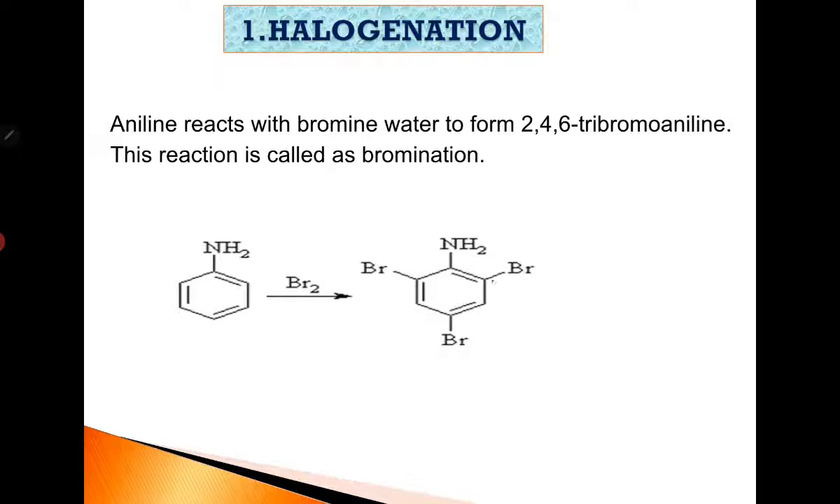Tribromoaniline: this is the first position, second, third, fourth, fifth carbon, sixth carbon. So at the 2, 4, 6 positions we have 3 bromide ions. Therefore, 2, 4, 6 tribromoaniline is obtained. This halogenation of aniline takes place easily, and there is no need to use any catalyst. If we use chlorine, we get trichloroaniline by this method.